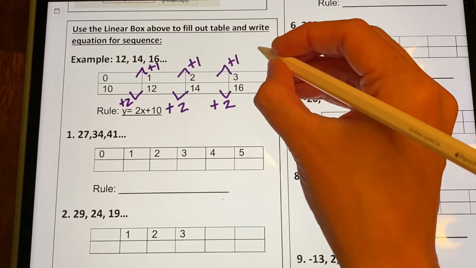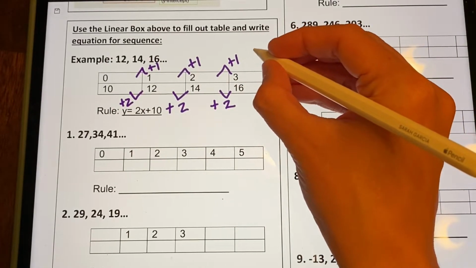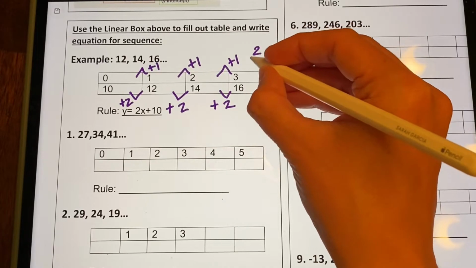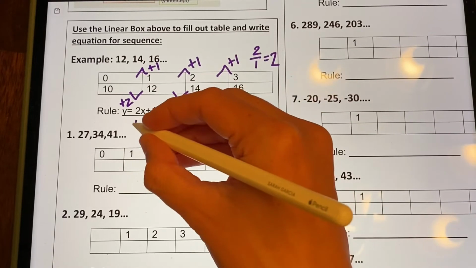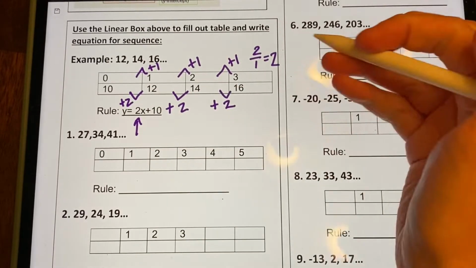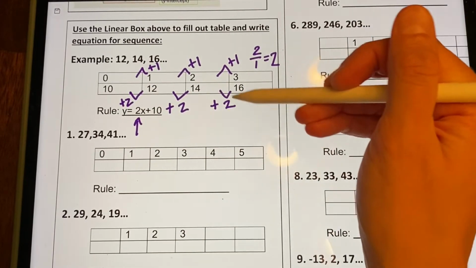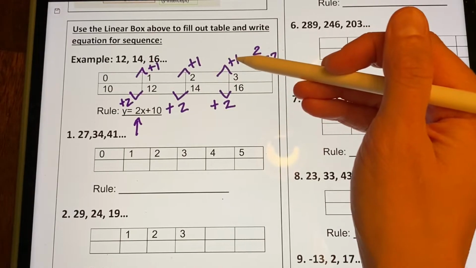So the change in y over the change in x, right, our slope is y divided by x. So what's 2 divided by 1? 2. And that's what we wrote here. So again, it's always the change in y over the change in x.